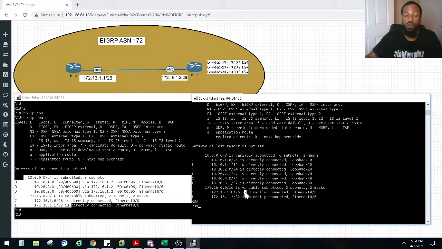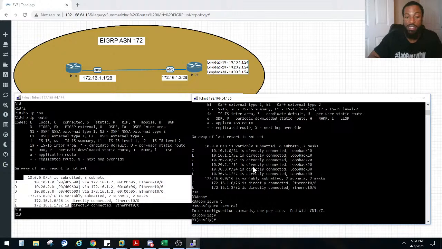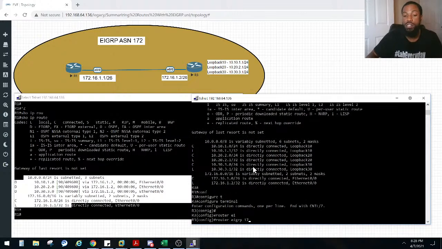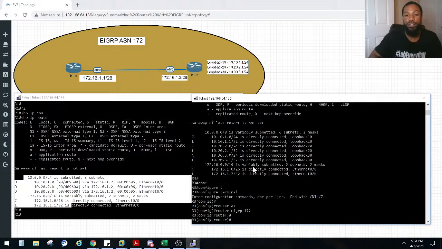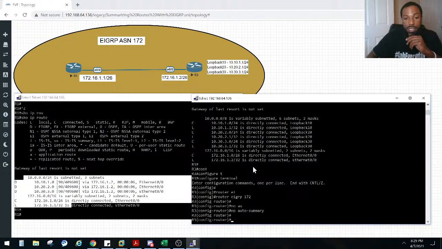But either way, we could do no auto-summary. Let's see what happens if we do that. Let's do that real quick. I think it's already router EIGRP 172, and let's see what happens. No auto-summary, and that's what they want us to make sure happens, right? EIGRP is not bouncing, so therefore it's already not summarizing. So that's how we know for sure.